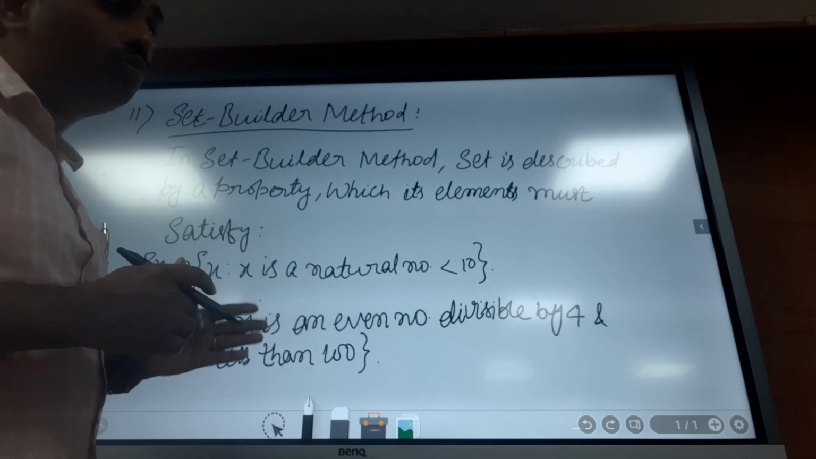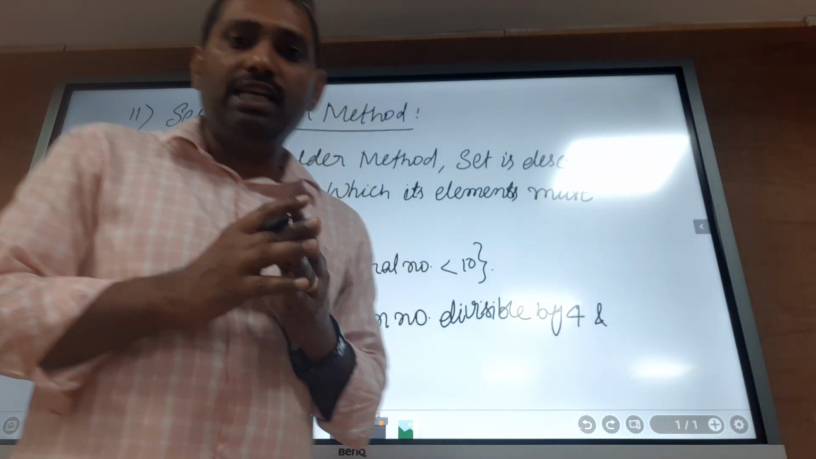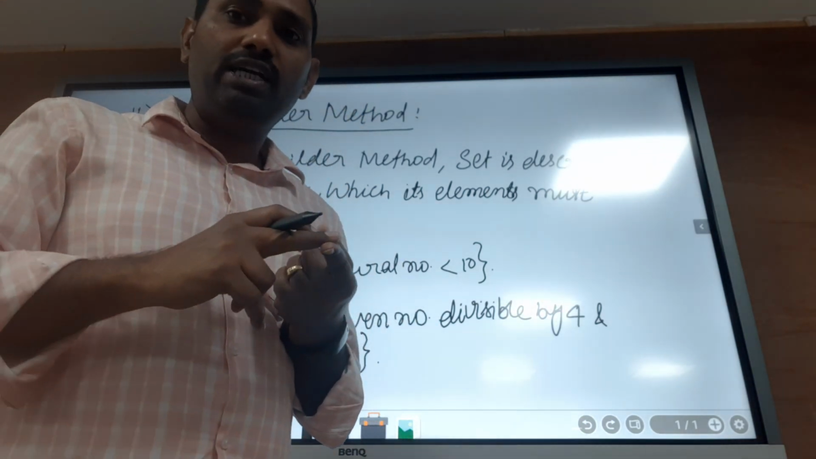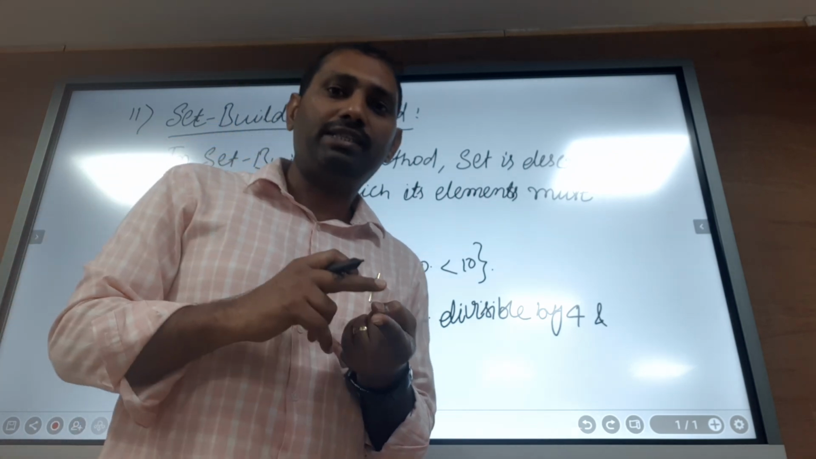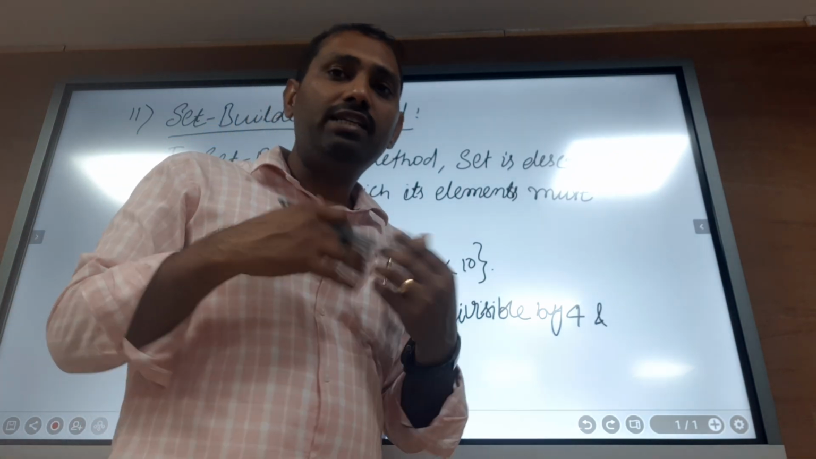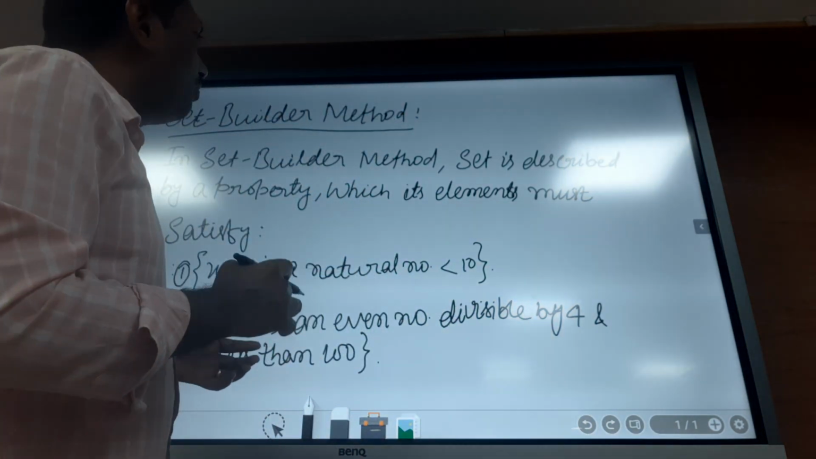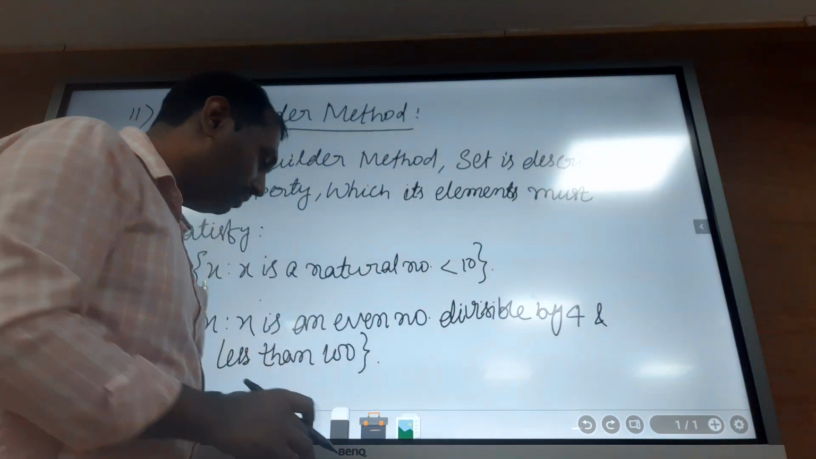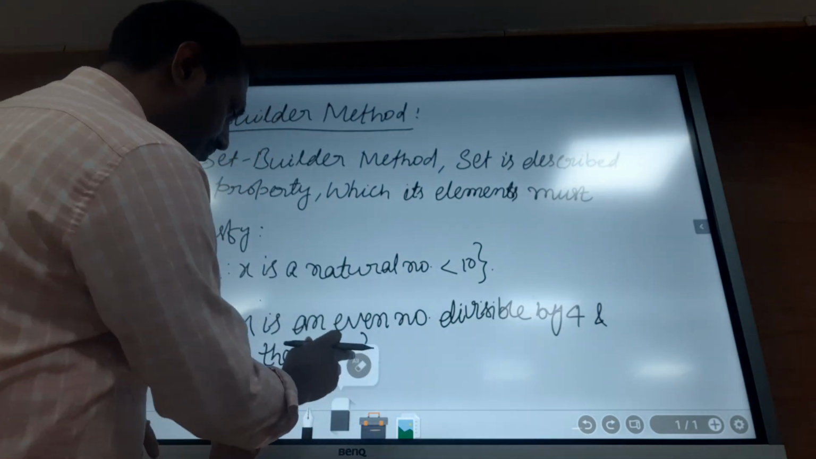So in these two ways we can represent a set, either by the roster method or tabular method, or by the set builder method. Now the next topic is the types of set.